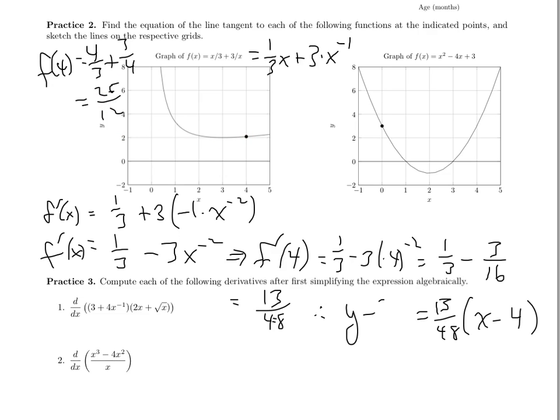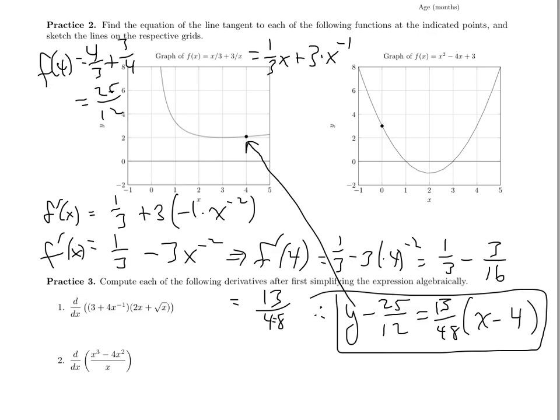So 25 over 12. So this is a perfectly good way of writing the tangent line to the curve. That'll be the equation of the curve right there. It'll look like that. And again, 13/48 is the slope, and that's about a little bit more than 0.25. So it makes sense that that should be a very, very shallow line.